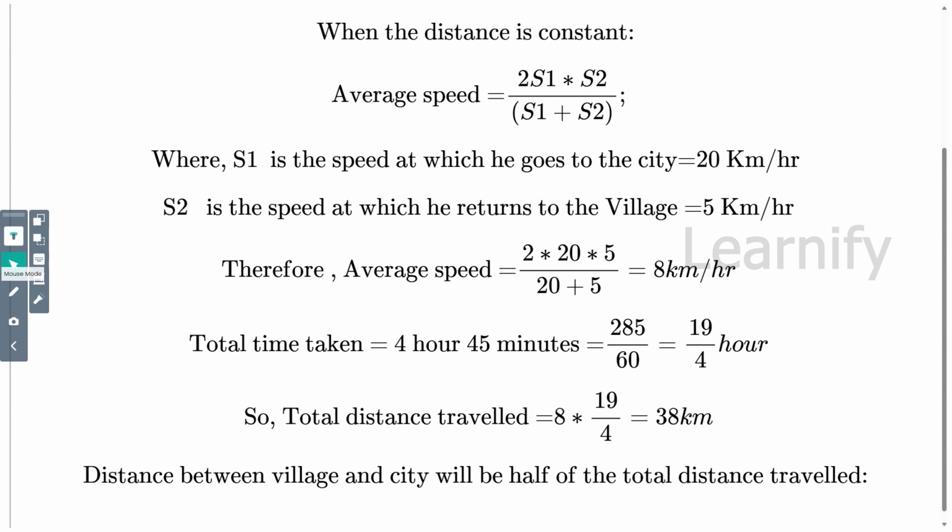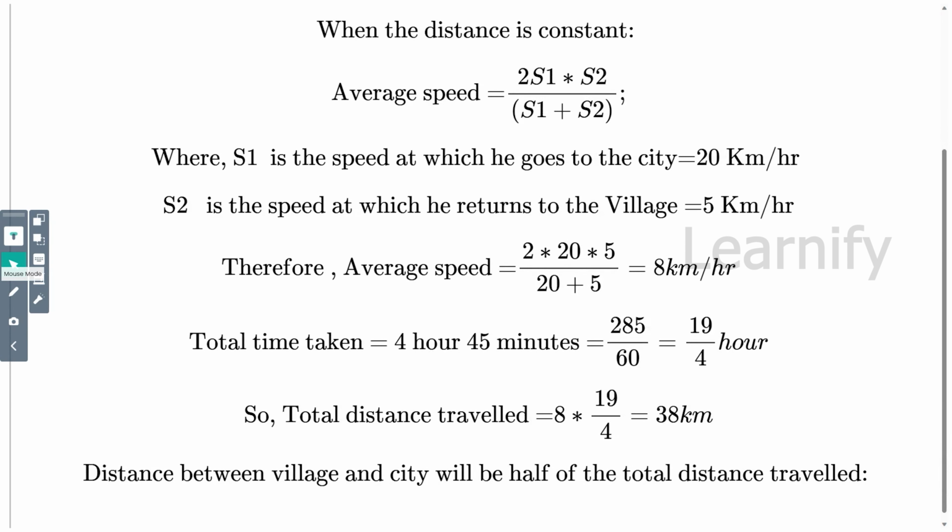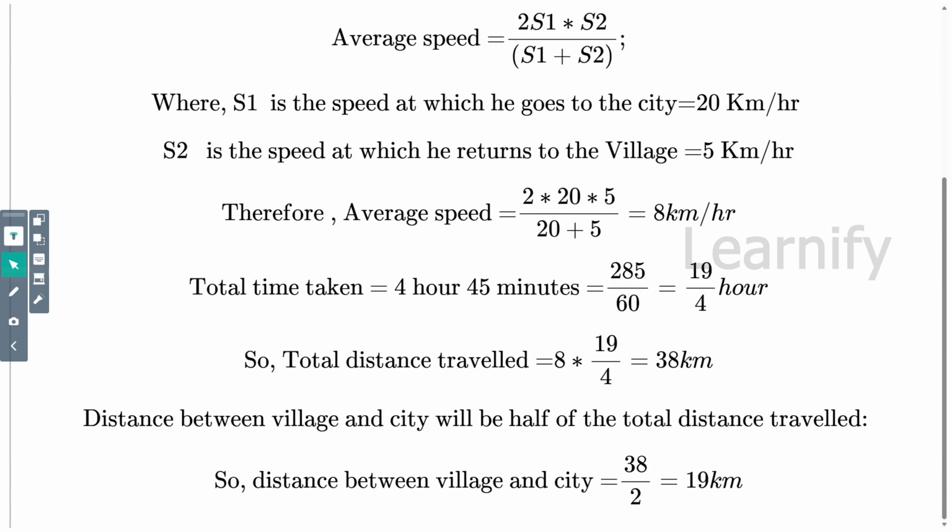What has been asked in the question? We have to find the distance between the village and city. What are we getting? We are getting 38 kilometer. This 38 kilometer is the to and fro journey from village to city. So the distance between the city and the village is half of the 38 kilometer. So the distance between village and city is 38 upon 2, which is 19 kilometer. 19 kilometer is the answer.